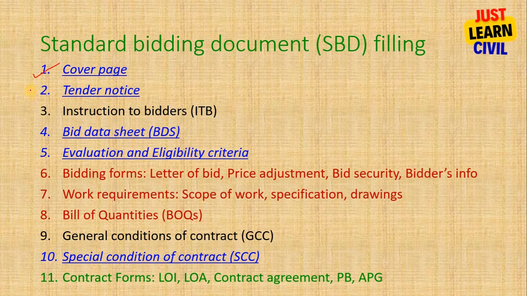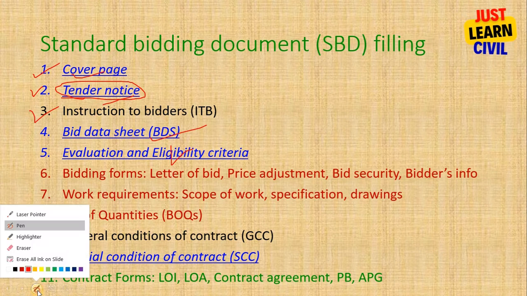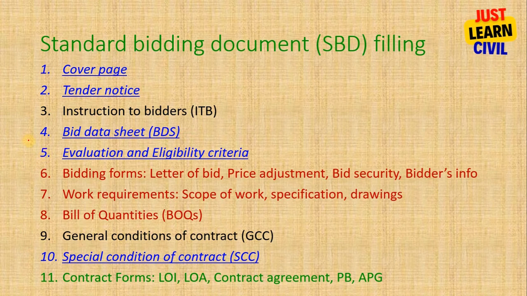First cover page, then tender notice, this is to be published in the newspaper. Then we have the instruction to bidders. The blue colored are to be filled by us, and this is the bid data sheet. This will be filled according to the standard of bidding document, instruction to bidding document. Then we will set the evaluation criteria and eligibility criteria. Then this will be filled by the bidders bidding forms based on the above set data.